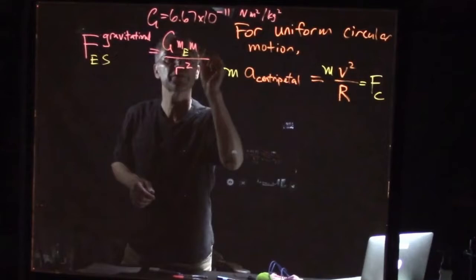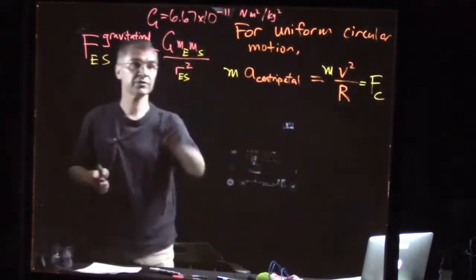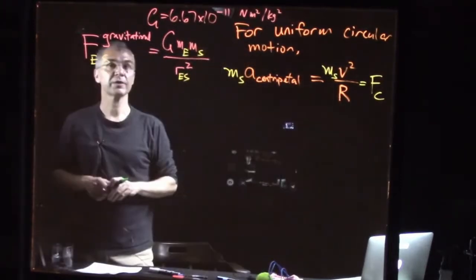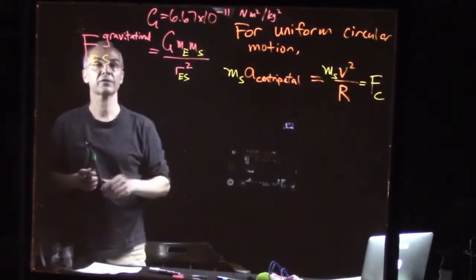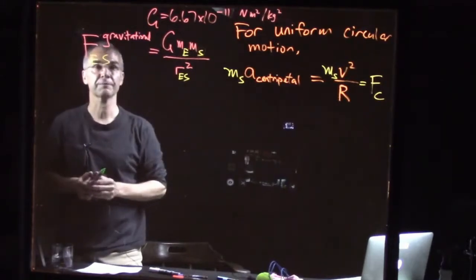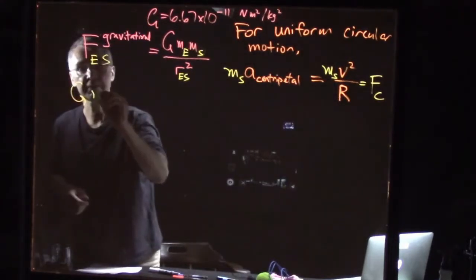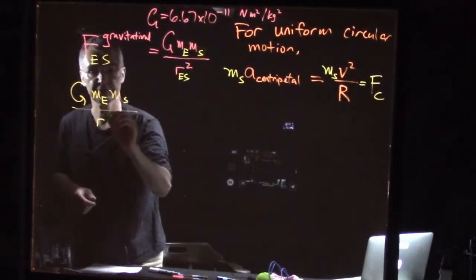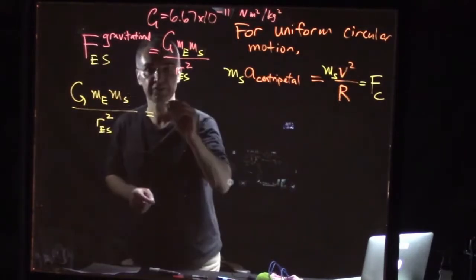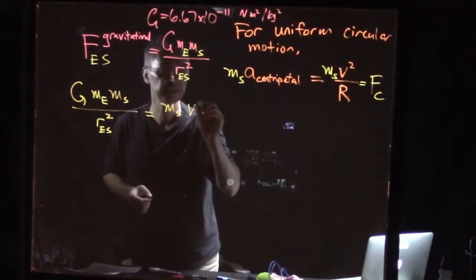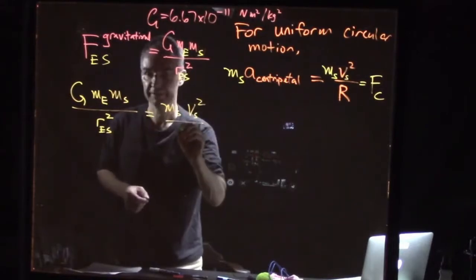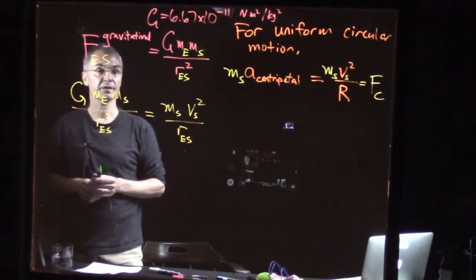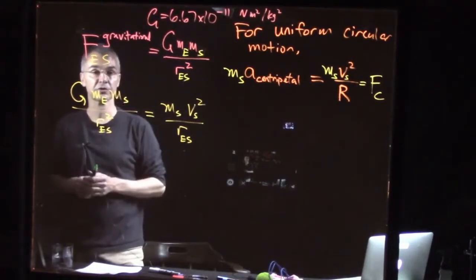Here's the mass of Earth. Here's the mass of the satellite. Now this is the distance between Earth's center and the satellite. So again, the centripetal force is provided by the gravitational attraction between Earth and the satellite. So we're going to say big G times the mass of Earth times the mass of the satellite divided by the radius squared equals the mass of the satellite times the speed of the satellite squared divided by r, the radius between Earth's center and the satellite. So m v squared over r is G M m over r squared.